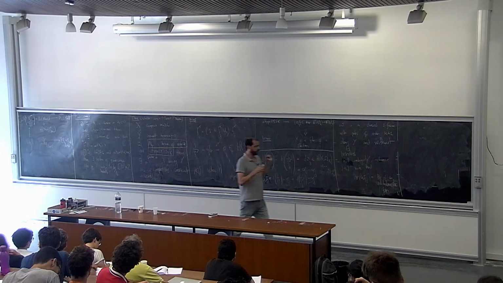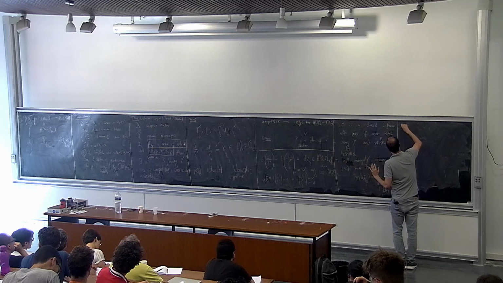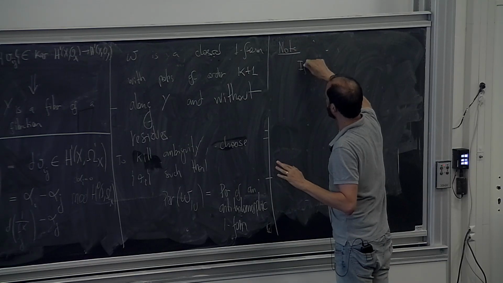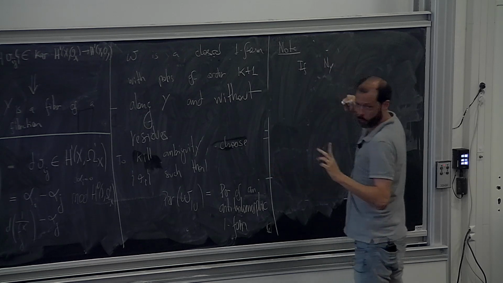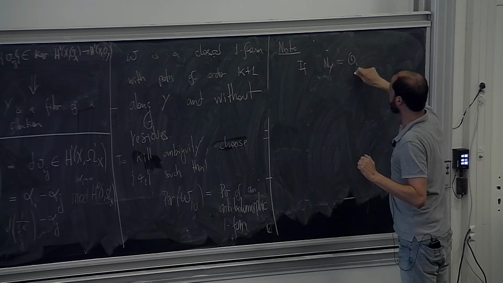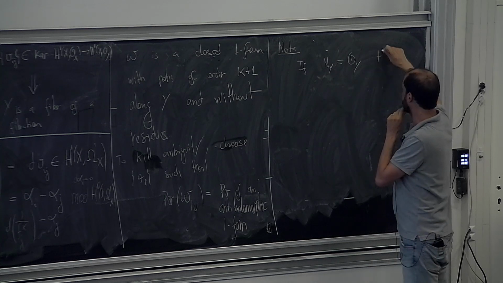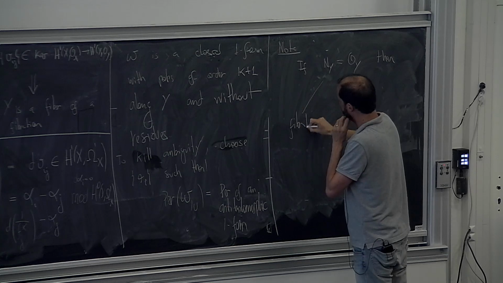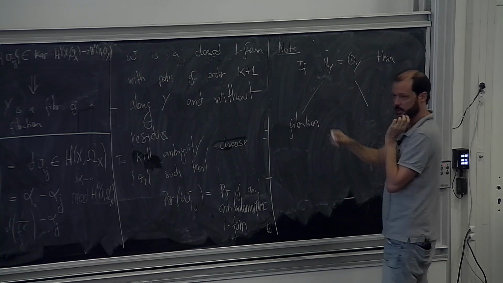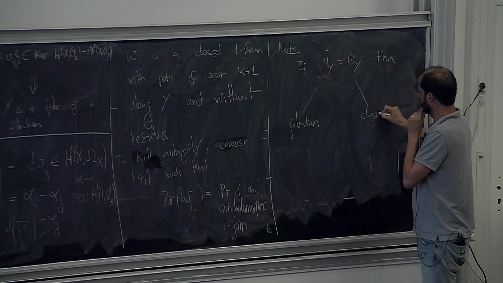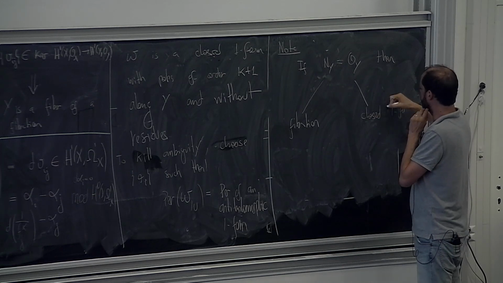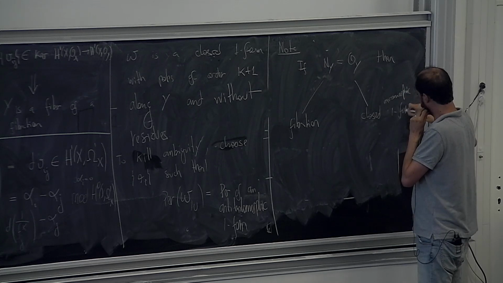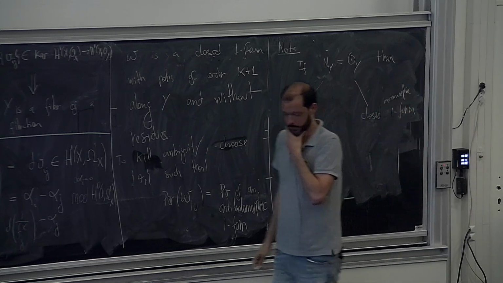Notice that if we are proving that if N_Y is O_Y, then the theorem says that either you have a fibration or this closed rational or meromorphic one form. Okay?